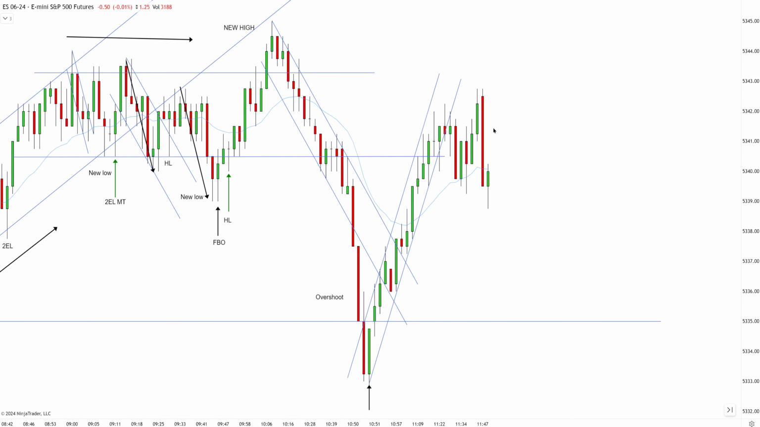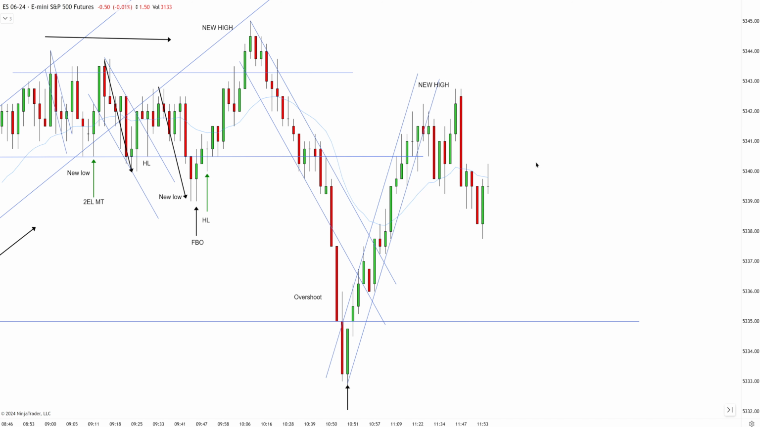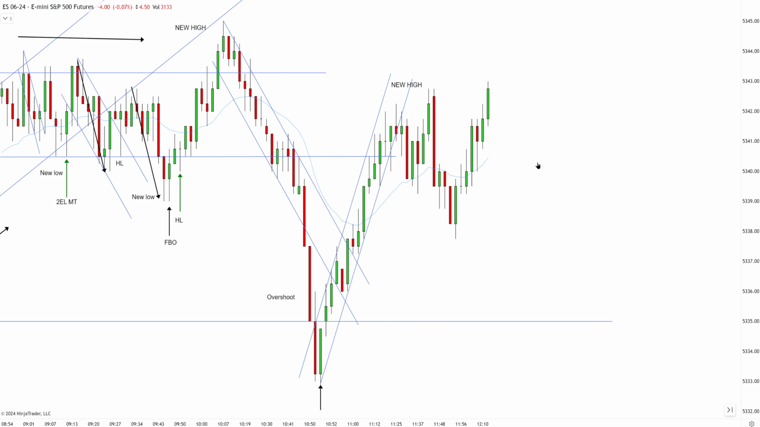Break, new extreme, there was only a first entry long, I cannot take the first entry long, and now all trends played out, no bias, I'm going to be patient. Remember, we want everything to align, we're in the middle of the trend range, no trend established, just be patient.